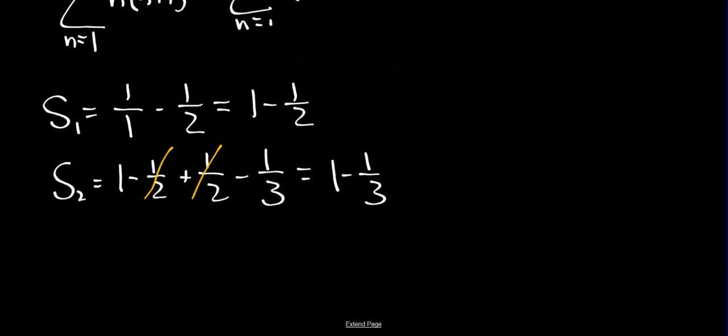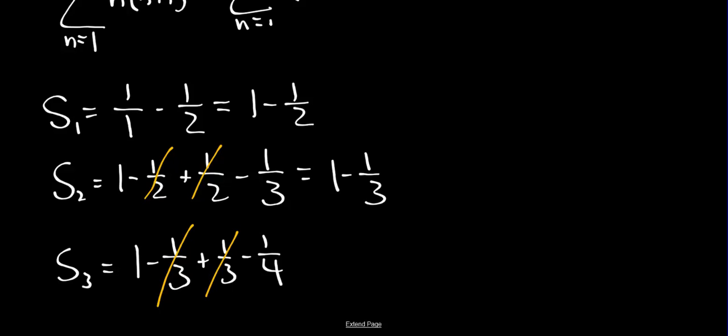Now, let's see what happens when I get the third partial sum. So the third partial sum, I've got the second partial sum, and then I put in the 3. So I get plus 1/3 minus 1/4. And once again, dig this, you get 1 minus 1/4.